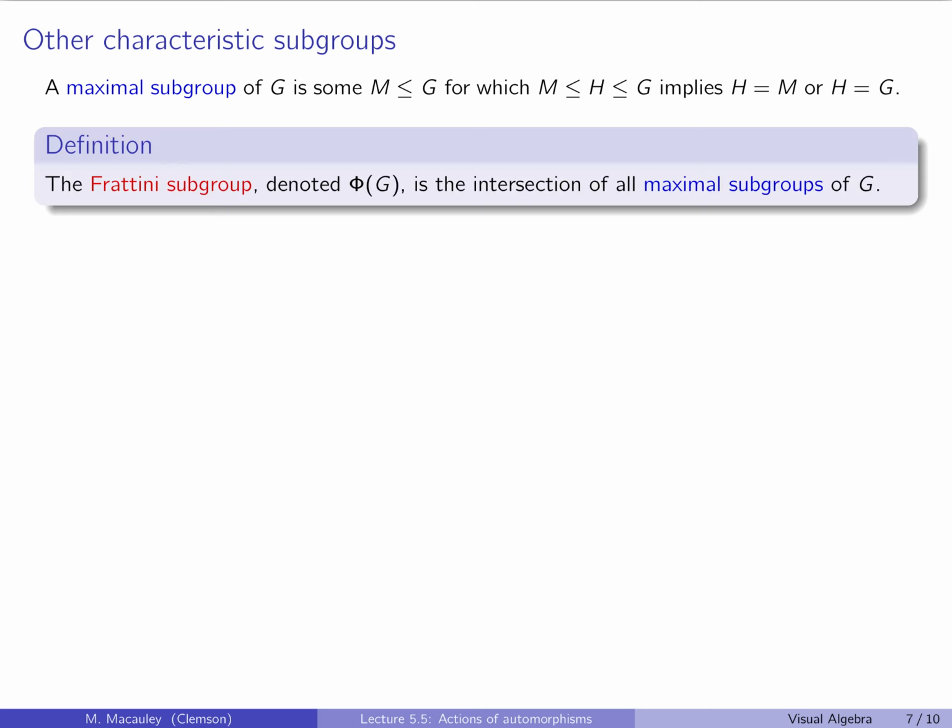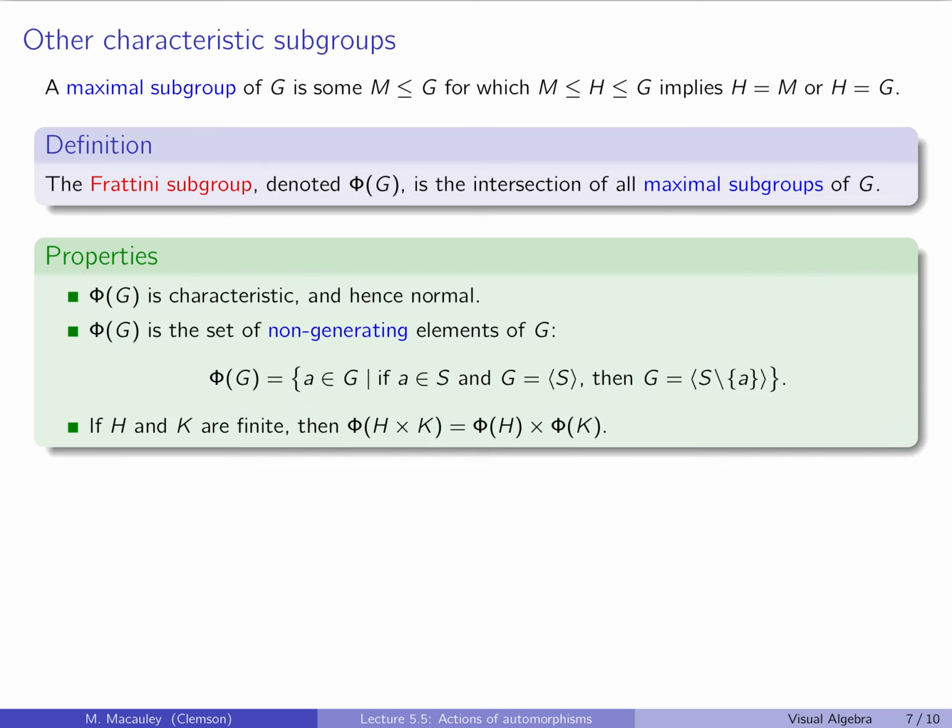The Frattini subgroup, denoted phi of G, is the intersection of all maximal subgroups of G. This is a characteristic subgroup, and therefore it is normal. It turns out, I will leave this as an exercise, that it is the set of non-generating elements of G. And by that I mean an element is non-generating if any time it's included in a generating set, you can always remove it and the remaining elements will still generate G.